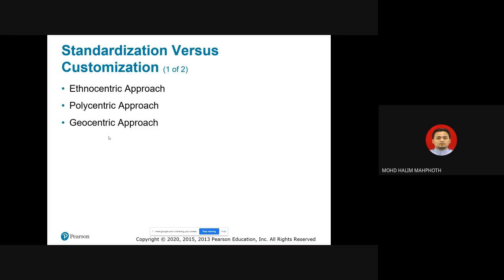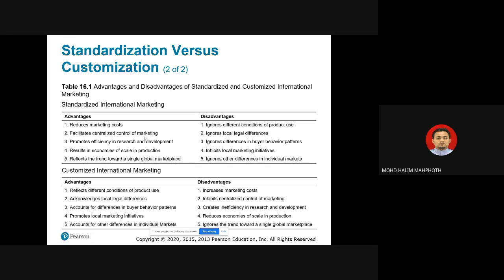So this is what we have under geocentric. Ethnocentric is more towards practicing locally the same as what you practice abroad. Polycentric, you customize the product. Geocentric, you go for standardization, so you treat all your customers the same. And what we have under this is the advantage and disadvantage of standardized and customized marketing. This is the detail I did mention. It will reduce the marketing cost, of course.